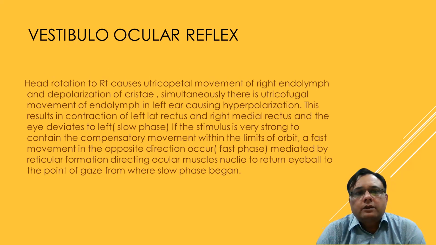When the stimulus is too strong to contain the compensatory movement within the limits of the orbit, a fast movement in the opposite direction occurs, that is the fast phase, mediated by the reticular formation, directing the ocular muscle nuclei to return the eyeball to the point of gaze from where the slow phase begins.